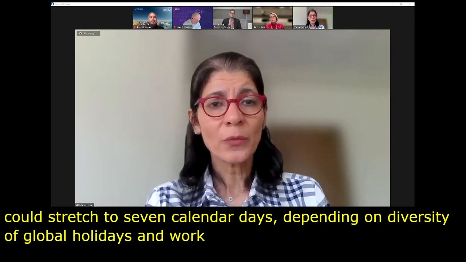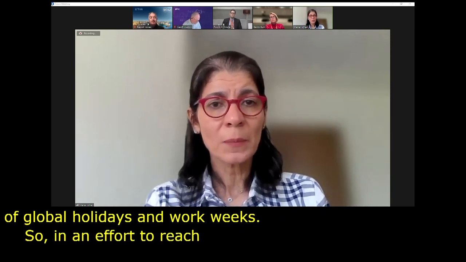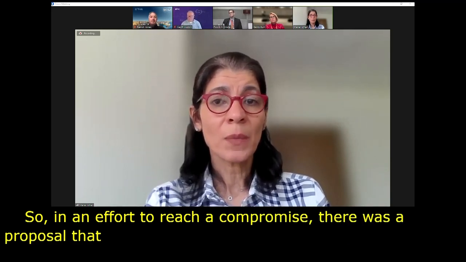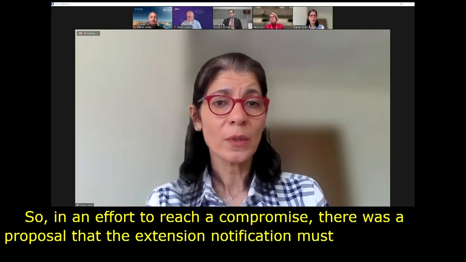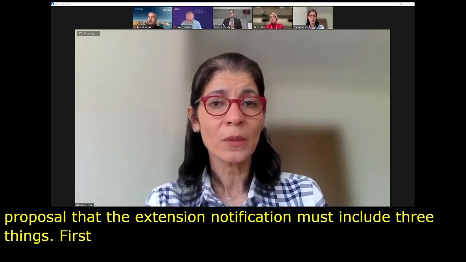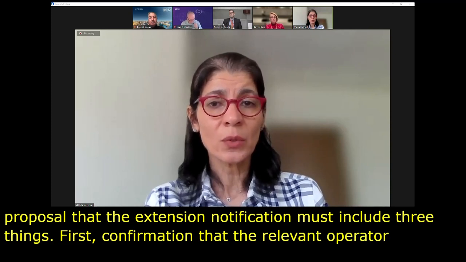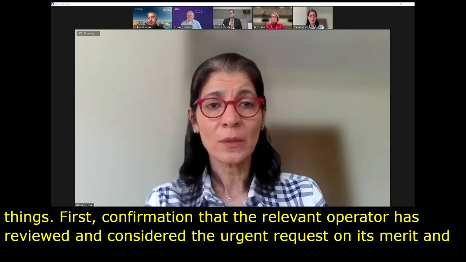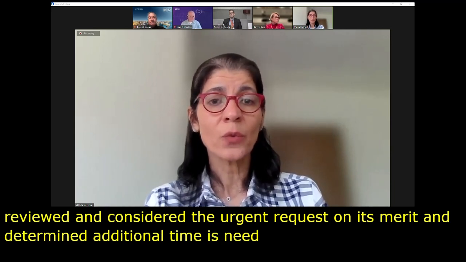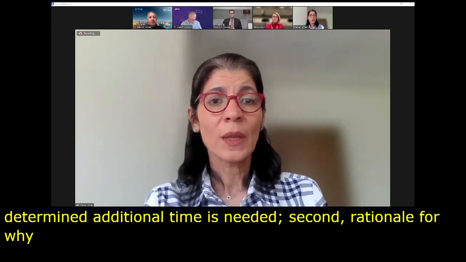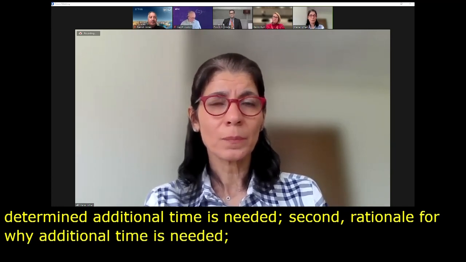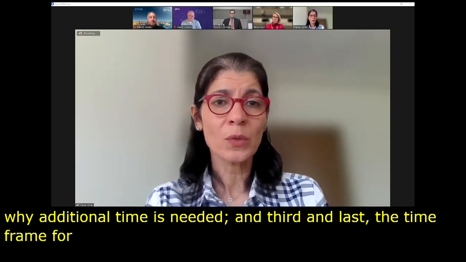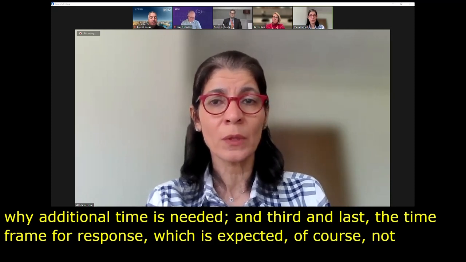So in an effort to reach a compromise, there was a proposal that the extension notification must include 3 things. First, confirmation that the relevant operator has reviewed and considered the urgent request on its merit and determined additional time is needed. Second, rationale for why additional time is needed. And third and last, the time frame for response, which is expected, of course, not to exceed 2 business days from the time of receipt.